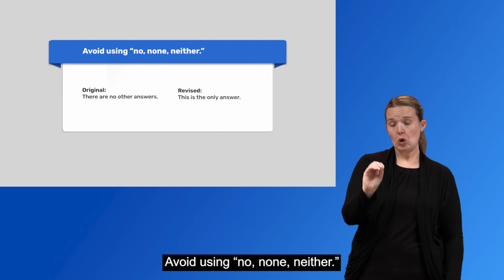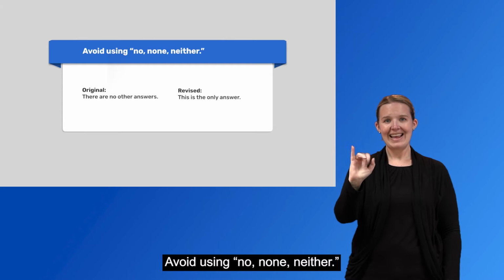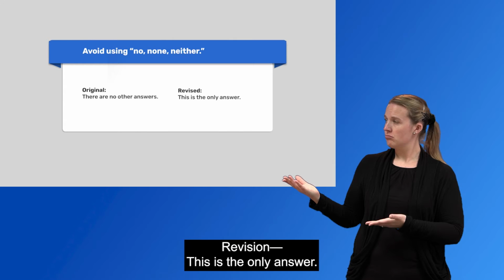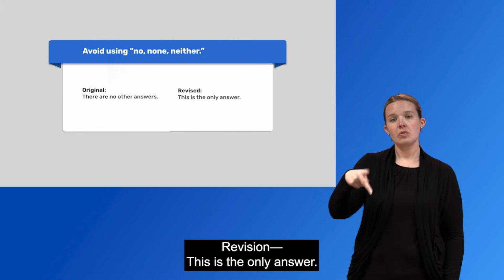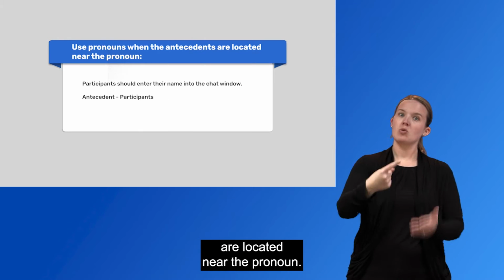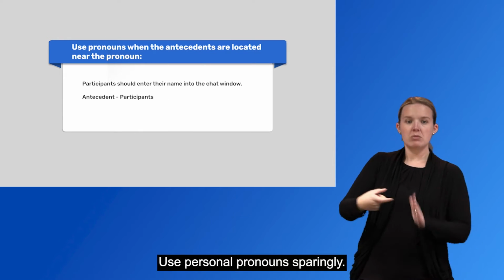Avoid using no, none, neither. Original: there are no other answers. Revision: this is the only answer. Only use pronouns when the antecedents are located near the pronoun. Use personal pronouns sparingly.